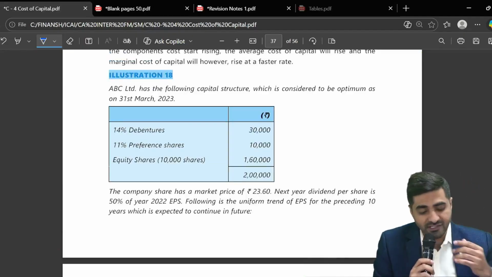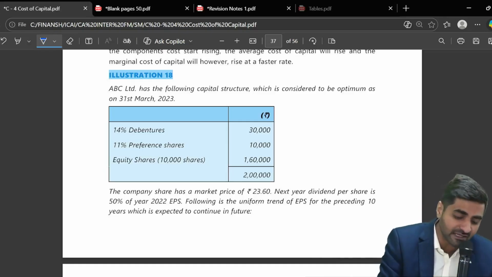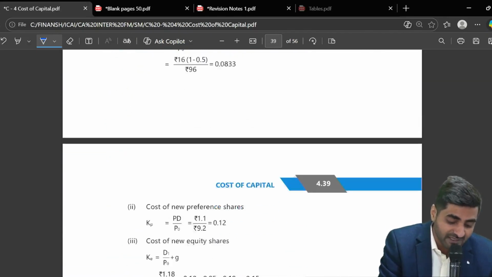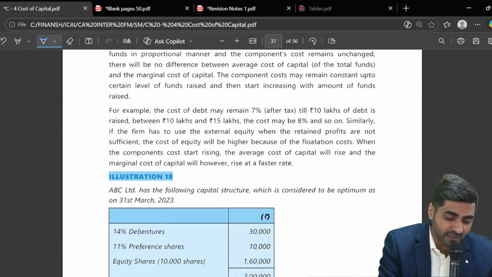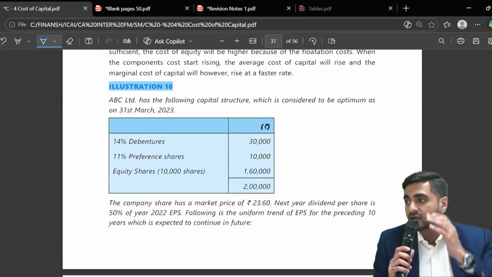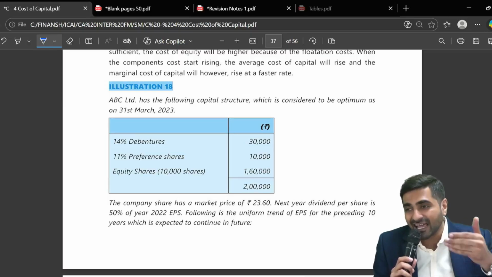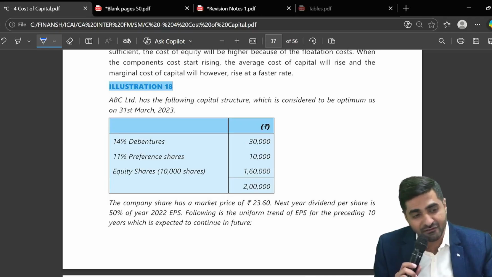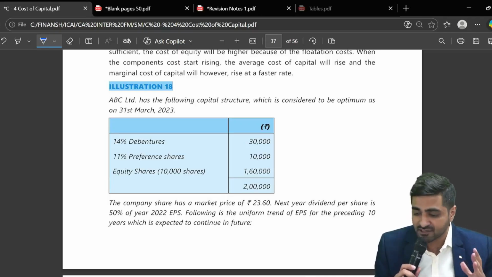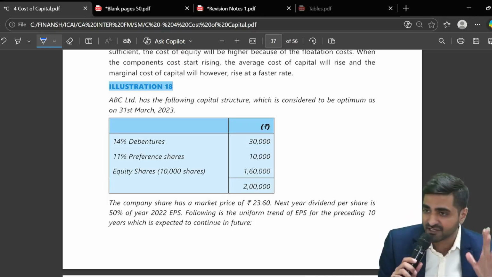Now let's do this question number 18. Now this is slightly difficult, but yes, important from the examination perspective. So we'll be doing this question number 18. I have revised entirely book value weights, market value weights. Now this is one of the questions on marginal value weights. This is something which we're going to discuss. So get ready for this question. Very nice question.